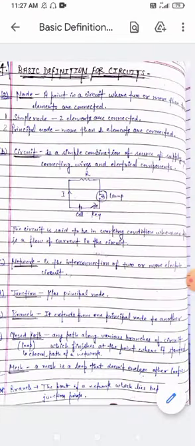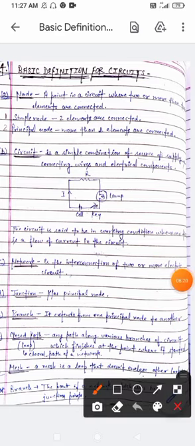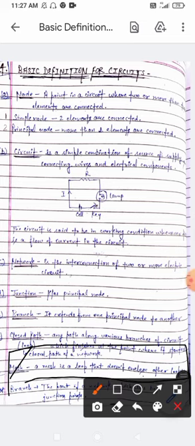Now see the definition. Any path along various branches of circuits which are connected, or you can say which finishes at the point where it started. Now next one is, what is mesh? Mesh is a loop that doesn't enclose other loops.